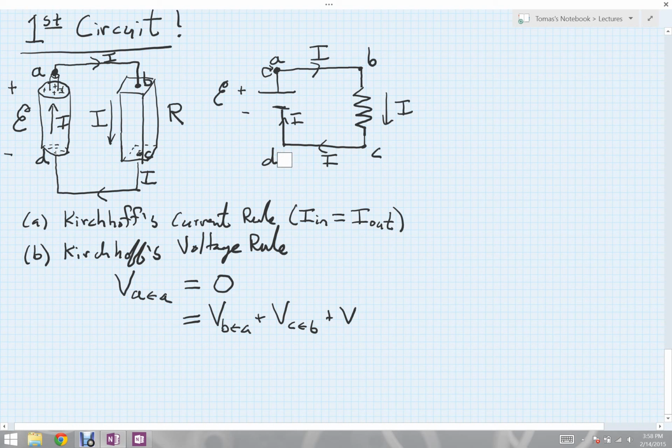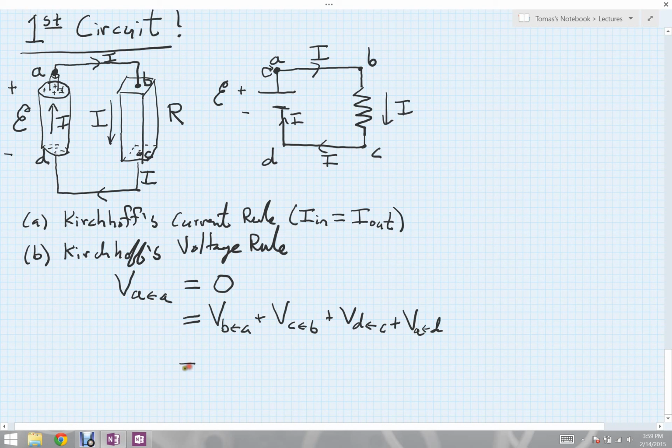plus the voltage as I go from C to D, and then finally, I can get from D back to A. Now, let's look at these terms individually.